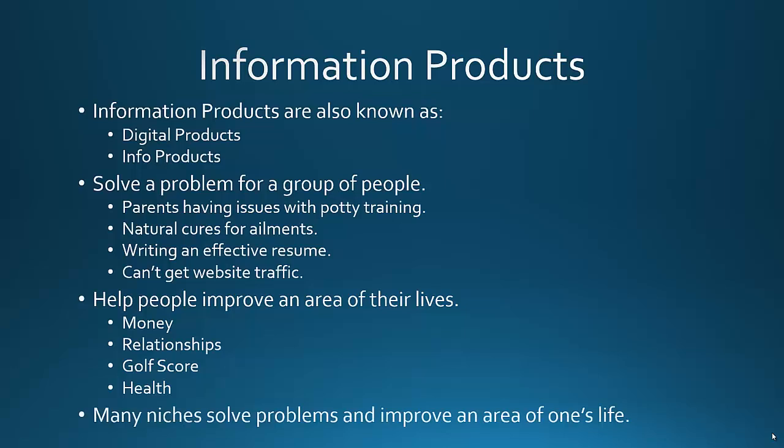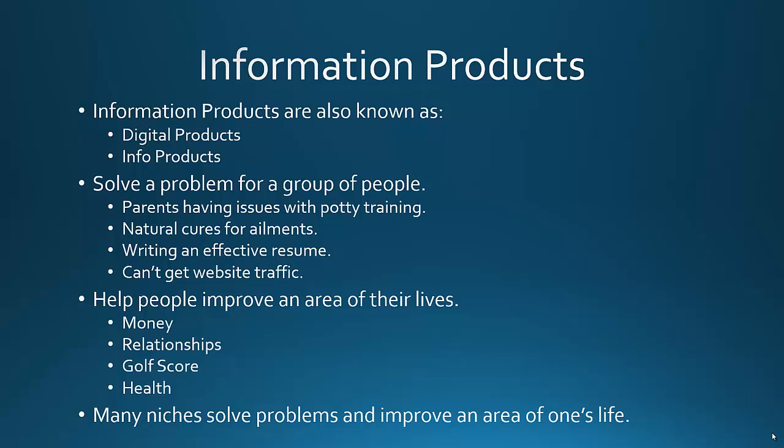And again, many niches solve problems and actually improve an area of one's life at the same time. So, for example, if we were to go into the relationship niche, there are people that may have the problem of keeping and sustaining relationships, and at the same time, having a relationship that is sustainable, that lasts, that is mutually fulfilling and beneficial and leads to a long-term marriage, that would actually improve somebody's life in that example.